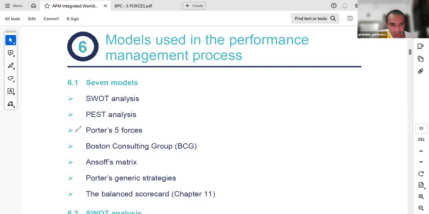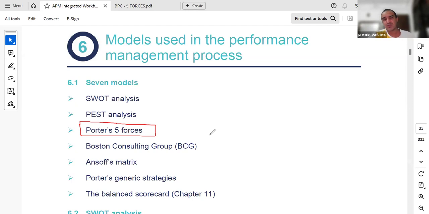Right, now I'm going to explain the five forces and give you a question, and I want you to type an answer and share it with me on the group. I will mark it and give it back to you, right?